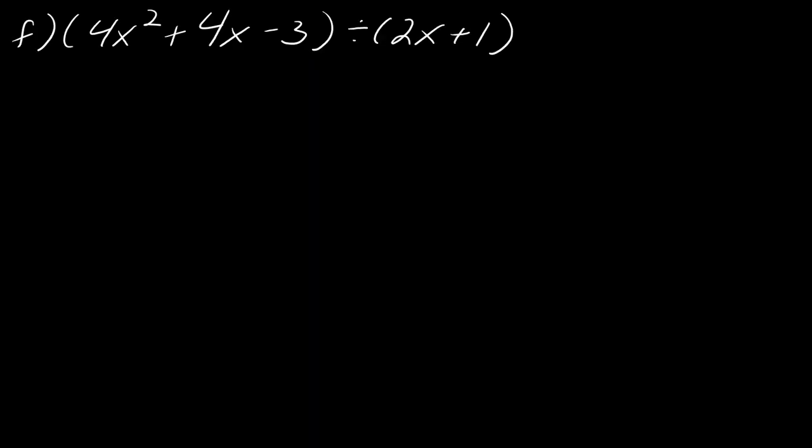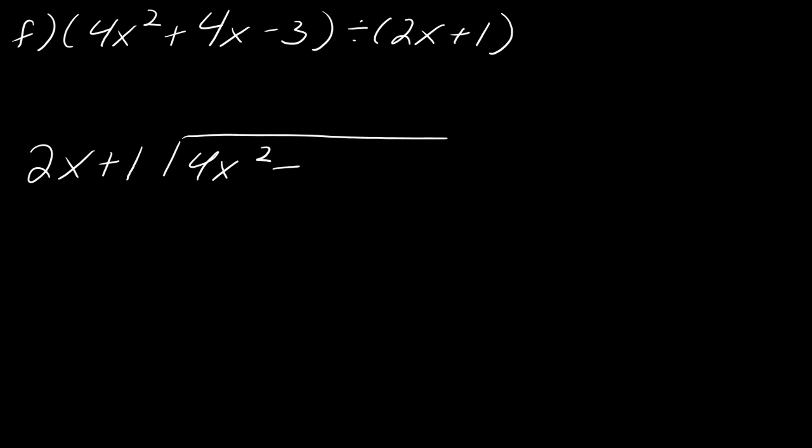Okay, and so now we have one more left. So let's see, I've got 2x plus 1. We're dividing that into 4x squared plus 4x minus 3. So what do I have to multiply 2x by to get to 4x squared? That's going to be 2x. So 2x times 2x is 4x squared. 2x times 1 is 2x.